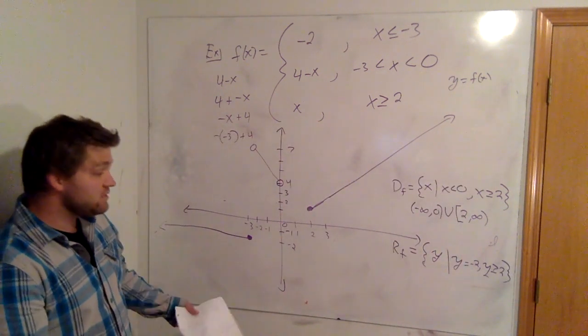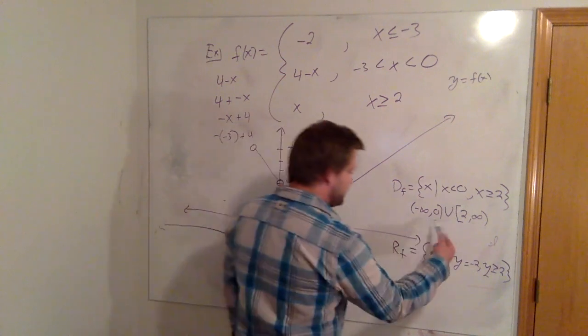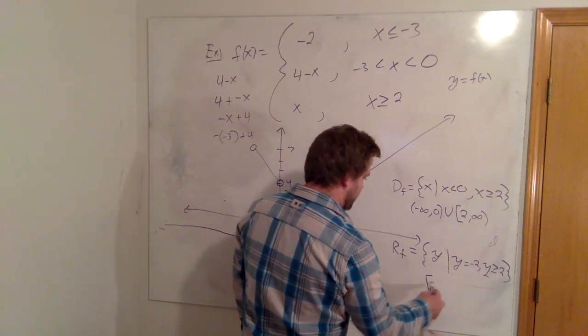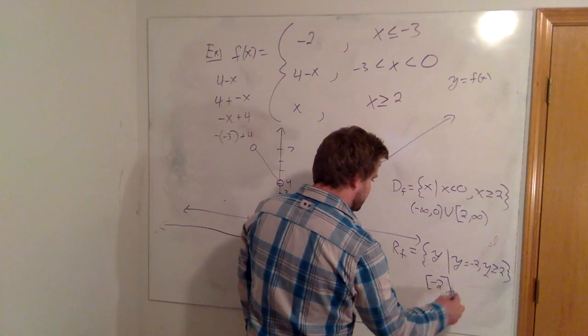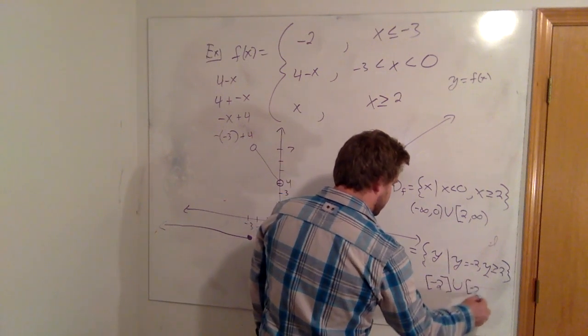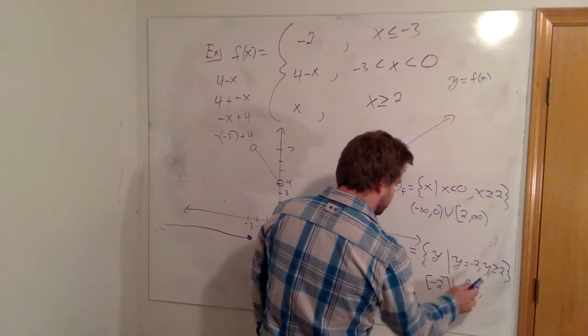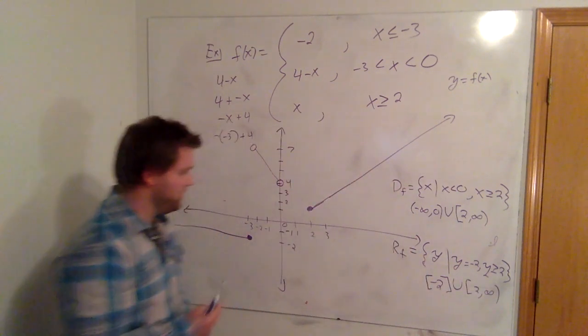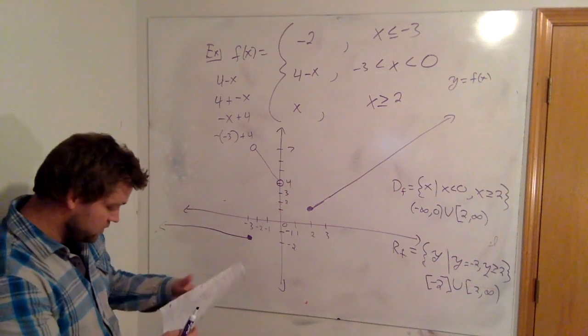If you want to write this in interval notation, if I'm just including the point -2, I'll put square brackets on -2. I'll write and. Also, I could go from 2 all the way to infinity. So either way would work. Here's the domain and range.